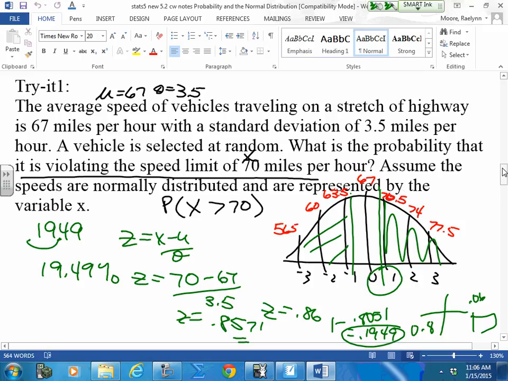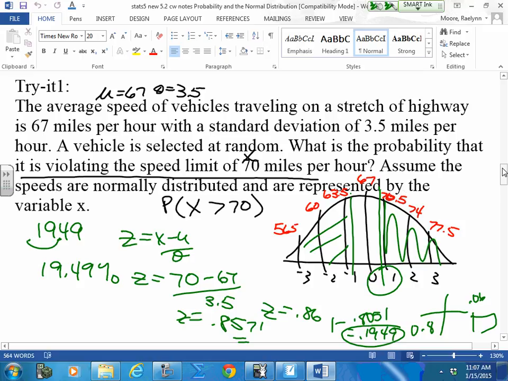Well, I would accept it as a decimal, but if you have to interpret this, saying 0.1949 doesn't really make any sense. Your probability, in this case, you should flip to a percent, just so we can interpret what this means. That's the whole reason we did this, to find the probability that I will randomly select a driver who's going more than 70 miles an hour. Right?